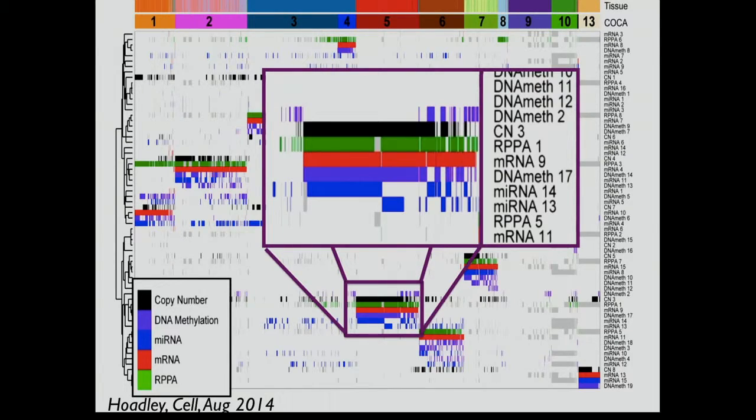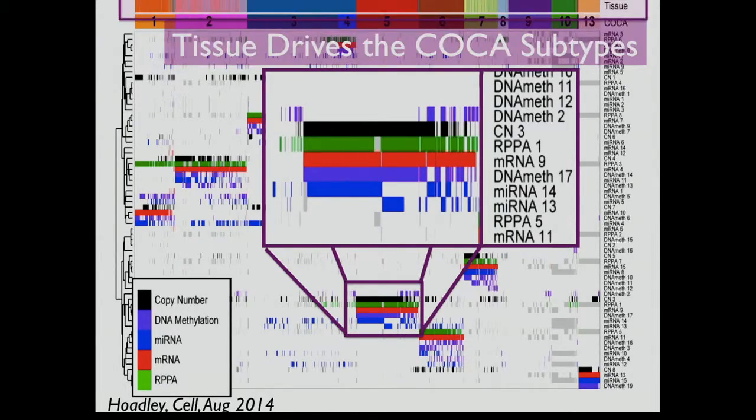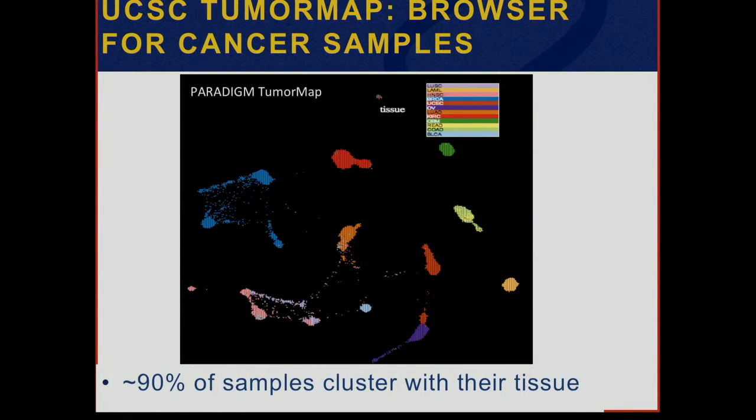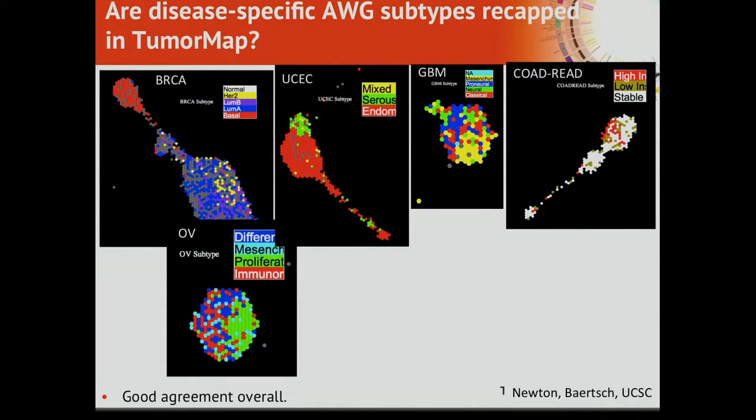And you could see this fairly well in some of these clusters that we built using a method that Katie Hoadley developed called cluster of clusters, where you're just clustering the memberships that you get from the individual platforms. And at UCSC, we have a browser to look at these things. This is what we call the tumor map. In this, you can see the tissues, that's what the colors show you. And for the most part, 90% of the tumors map with ones that are like themselves. You could further inspect this map and look at the subtypes.